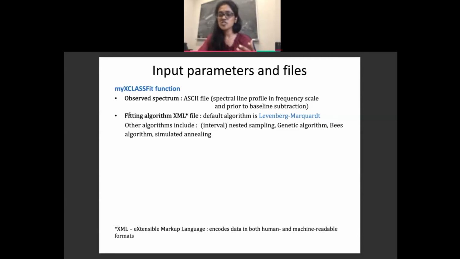Now, the XML file is just a format file which decodes this information. And the main algorithm that is used by default is the Levenberg-Marquardt. There are other algorithms included, including the nested sampling, genetic algorithm, Bayes algorithm, simulated annealing, and so on. Now, the differences between these algorithms are mainly in computing time and in how it optimizes its solution, whether it's done locally or globally. And for all of our purposes, the Levenberg-Marquardt algorithm is perfect.